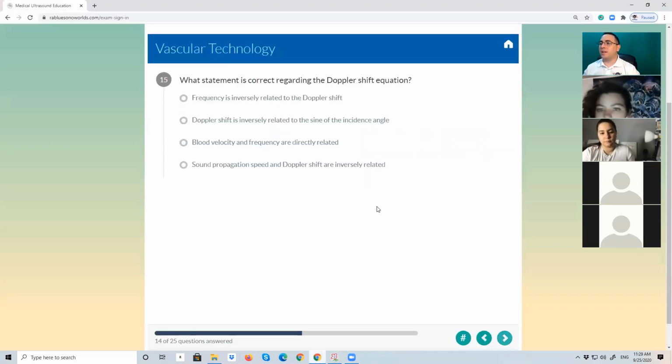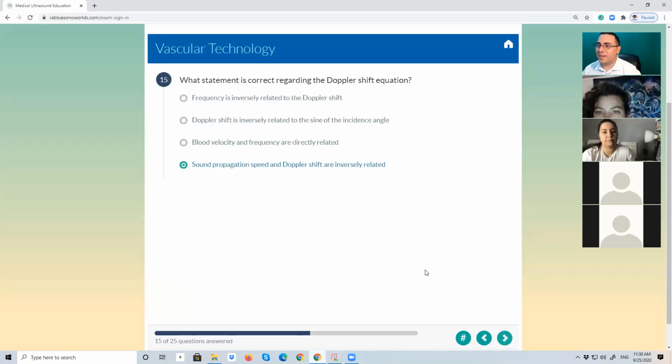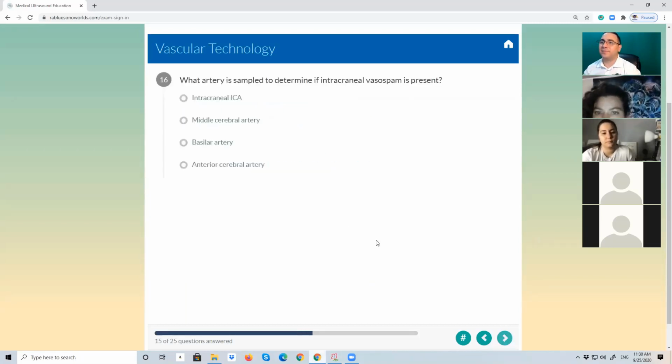So let's go here and see what's going on. D. Doppler shift is inversely related to the sine of the incidence angle. No. The propagation speed. D. Oh, I understood B. All right, D. Sound propagation speed and Doppler shift are inversely related. Yes, this and this, they're inversely related. Perfect. All right, good job in here. Let's keep going to the next one.